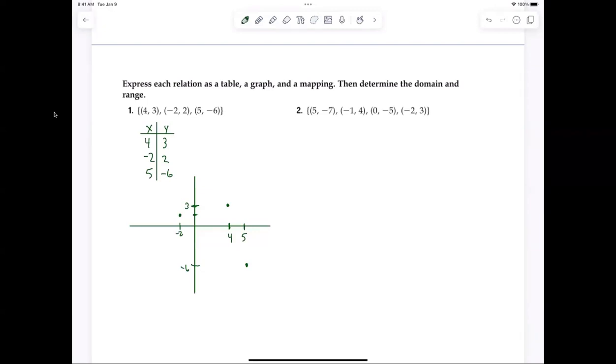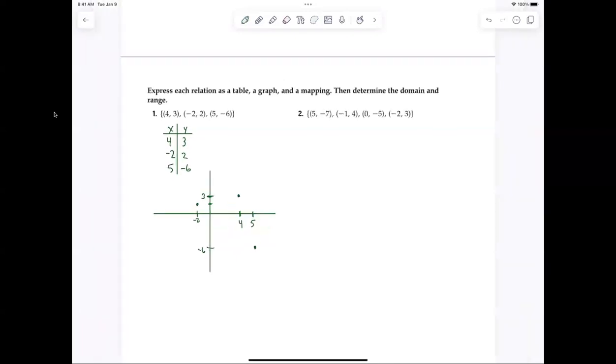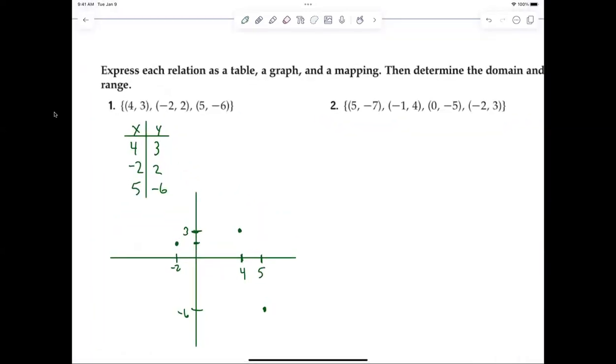Now, a mapping is done using ovals, I should say. So you're going to have to draw a little oval. And then, believe it or not, this is the domain. And this is the range. Domain stands for all of the X values. And the range stands for all of the Y values. That's it.